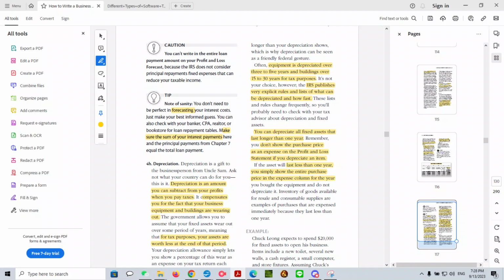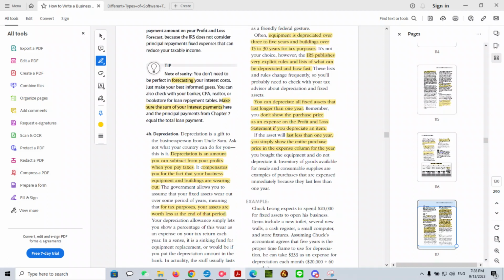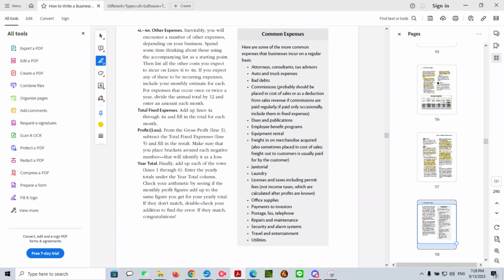Inventory of goods available for sale and consumable supplies are examples of purchases that are expensed immediately because they last less than 1 year. This is in relation to depreciation, not actual expenses. It has to do with what you can depreciate of the fixed assets that you've purchased. Now we also have other expenses.